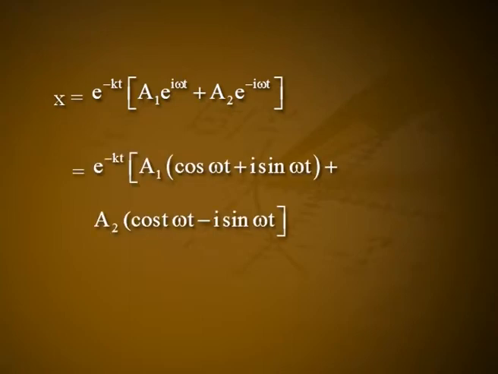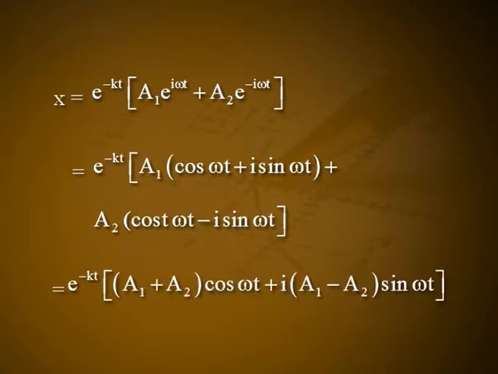Equation 3 can be written as x = e^(−kt)[a₁e^(iωt) + a₂e^(−iωt)] = e^(−kt)[a₁(cos ωt + i sin ωt) + a₂(cos ωt − i sin ωt)] = e^(−kt)[(a₁ + a₂)cos ωt + i(a₁ − a₂)sin ωt]. As x is a real quantity, a₁ + a₂ and i(a₁ − a₂) must be real quantities. This means a₁ and a₂ are complex quantities.